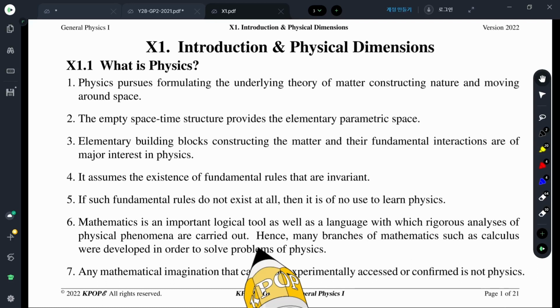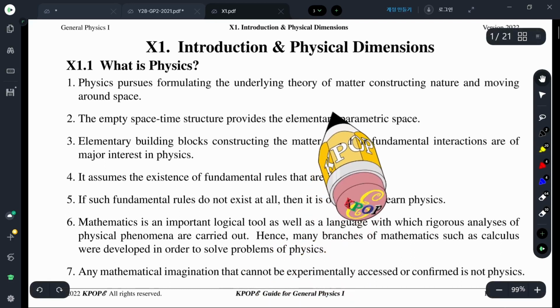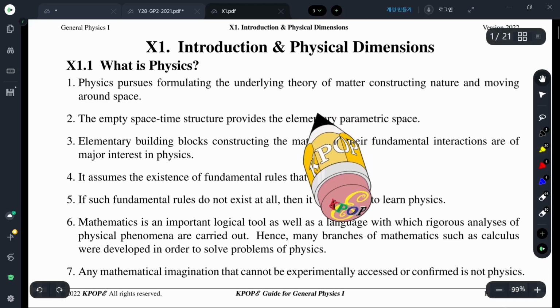Once such an event appears, history changes. The basic assumption that everybody believes to be true is replaced with something else. The history changes. That was made by Einstein: space-time is not a Euclidean space, but a Minkowski space. So another mathematical model appears. Someday, one may replace that mathematical model to explain nature, then history will change again. Number 7, any mathematical imagination that cannot be experimentally accessed or confirmed is not physics. Understood?